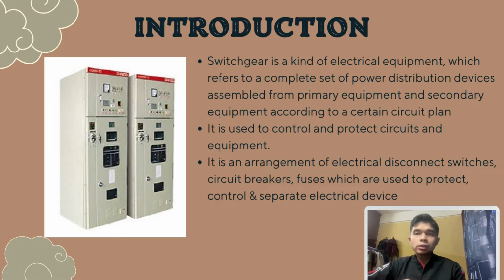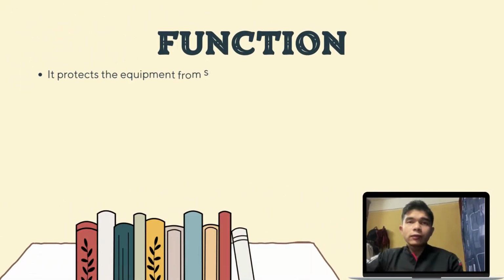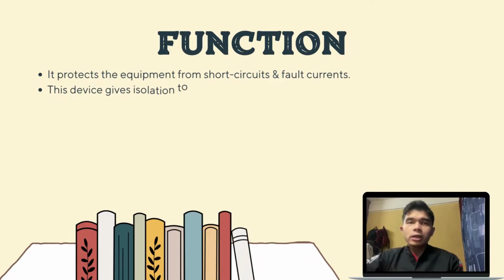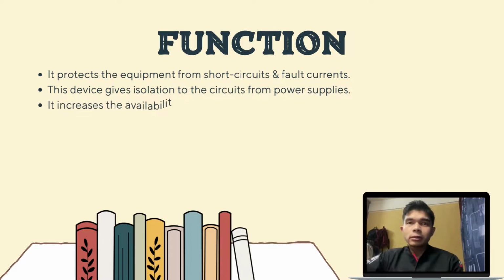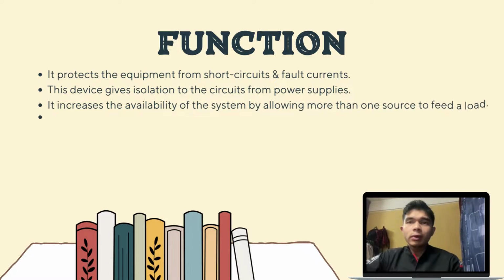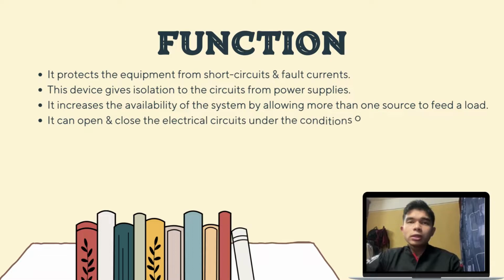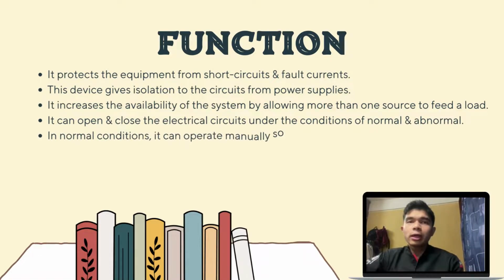isolate electrical device. Function. The switchgear functions to protect the equipment from short circuit and fault current. This device gives isolation to the circuit from power supplies. It increases the availability of the system by allowing more than one source to feed a load. The switchgear can open and close the electrical circuit under the condition of normal and abnormal.